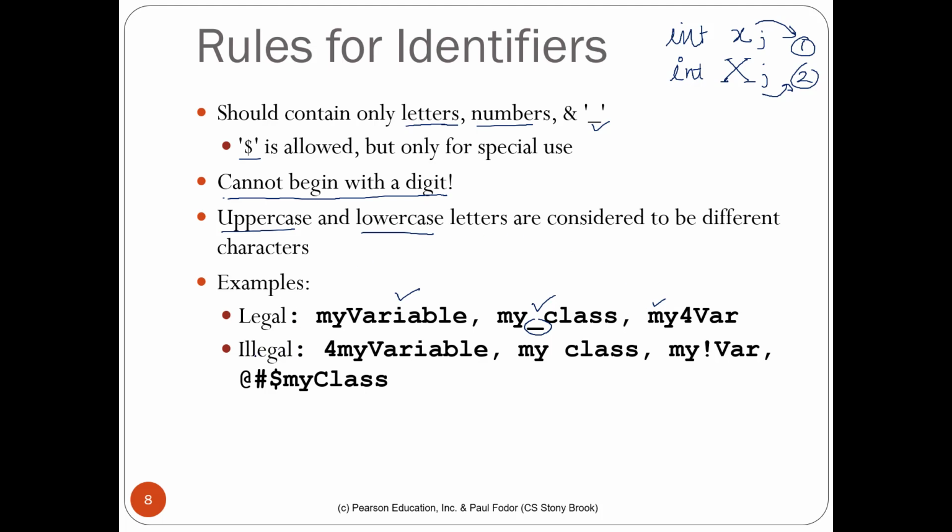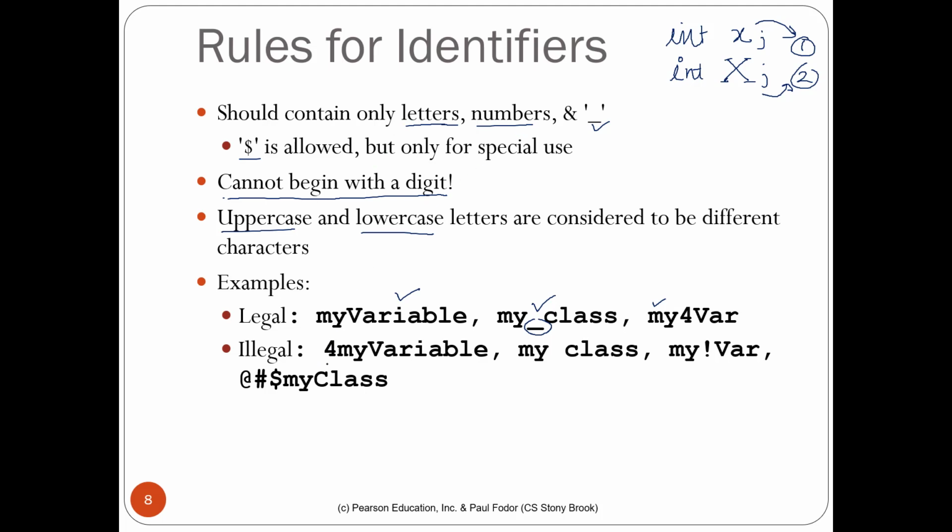Let's look at these examples which are illegal. If I ask you why this is illegal, then you should look at all these rules. All these are characters, and this is a digit or a number, and you said that letters and numbers are allowed.